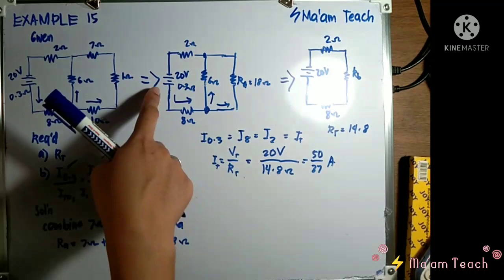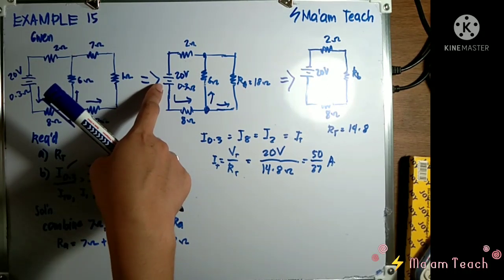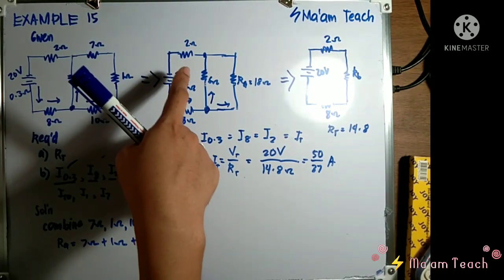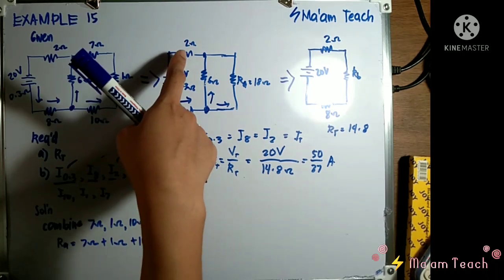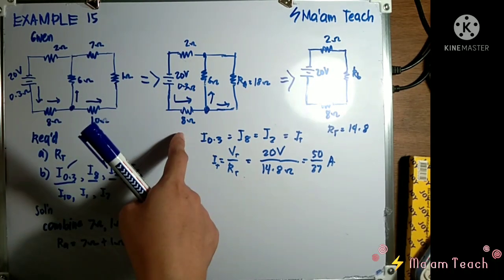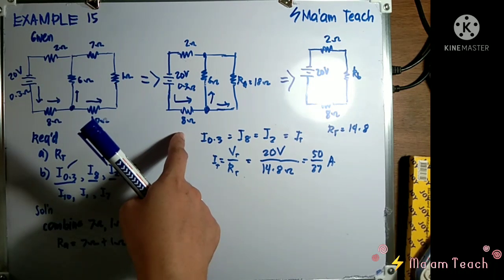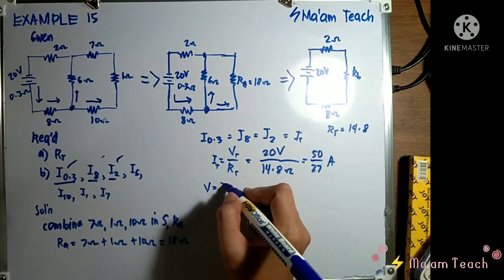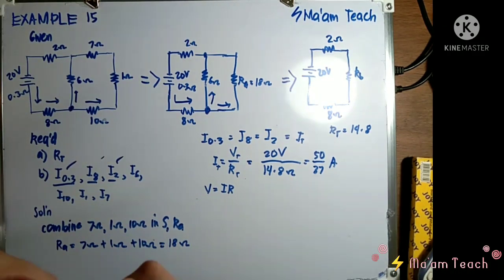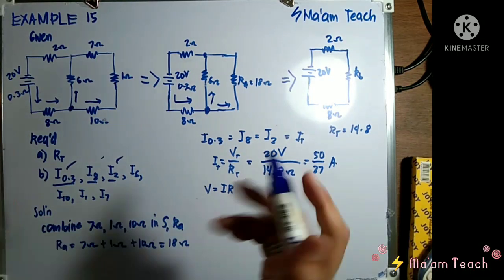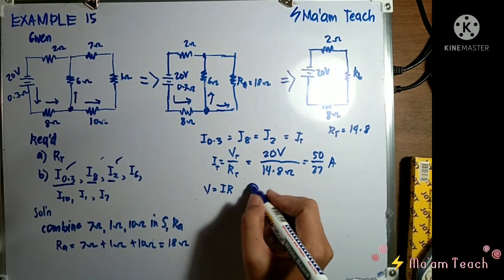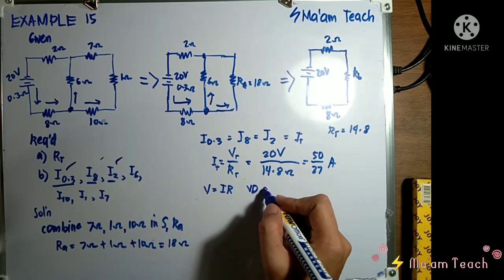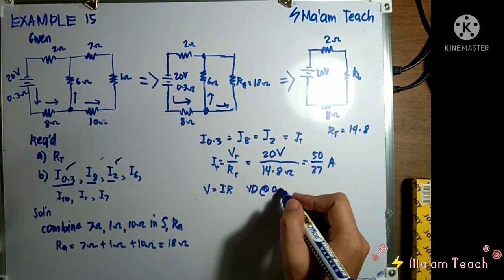So as you can see here, 20 volts is in series with 0.3, 8 ohms, and 2 ohms. So that means that there will be voltage drop in the 2 ohms, in the 0.3 ohms, and in the 8 ohms. So how are we going to solve for the voltage drop? If you could recall, using Ohm's law, V equals I times R. So to determine the voltage drop, solving for the voltage drop at 0.3 ohms.